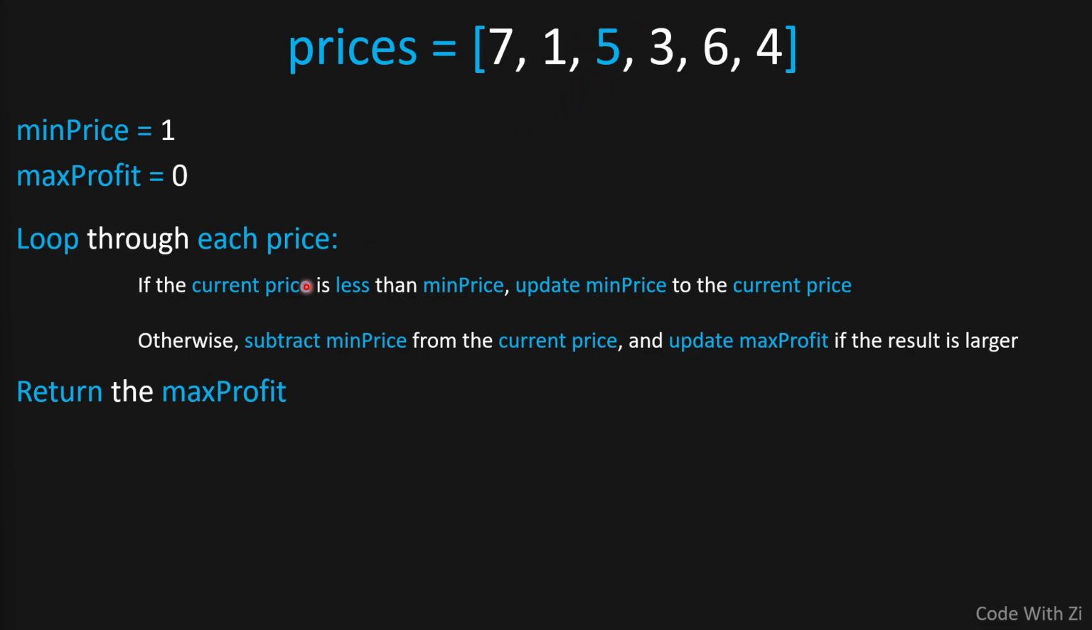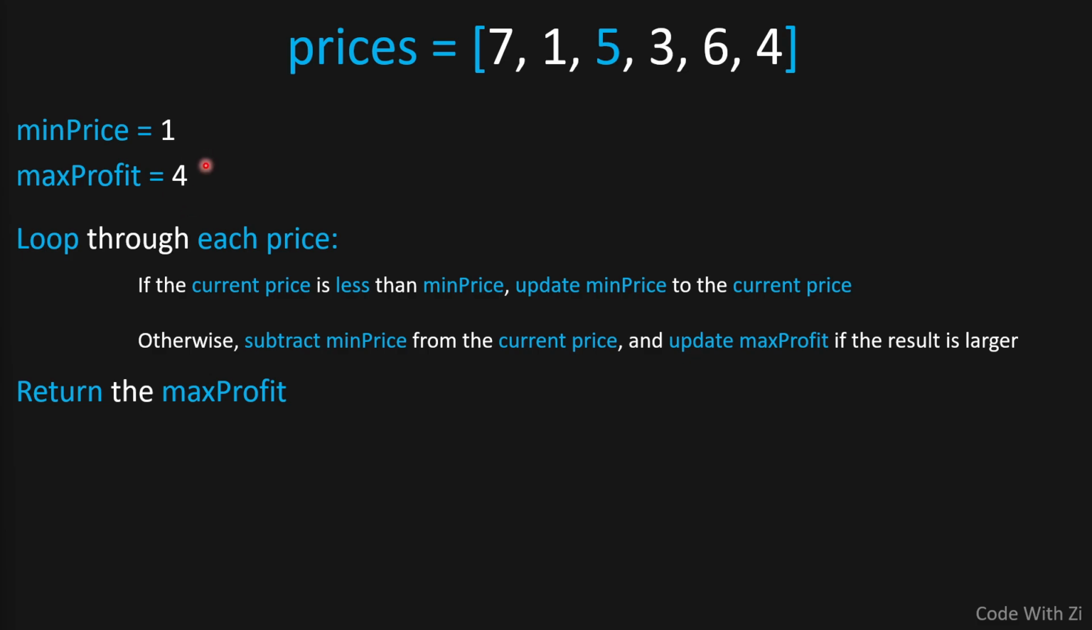And we're gonna check if the current price is less than min price. Well, 5 is not smaller than 1, so we're gonna check this one. We're gonna say otherwise, subtract min price from the current price. Well, current price is 5 and min price is 1. So 5 minus 1, that's gonna give us 4.